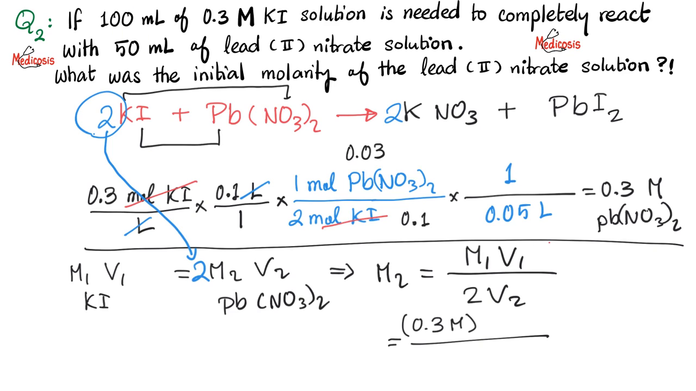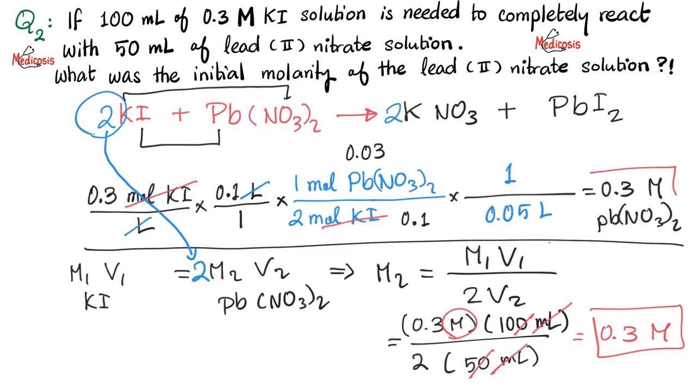You can leave them as mLs because you'll have mLs in the denominator and the numerator, so they will cancel one another. So this is the 100 mLs. Divided by 2 multiplied by V2, which is the volume of the Pb nitrate. And this is 50 mLs. You put that down here. And then don't forget to cancel mLs with mLs. You cancel the 0 with the 0. 0.3 times 10 is 3. 3 divided by 10 is 0.3. 0.3 what? 0.3 molar. This answer is identical to this answer.